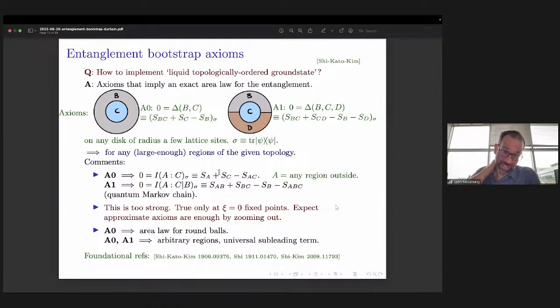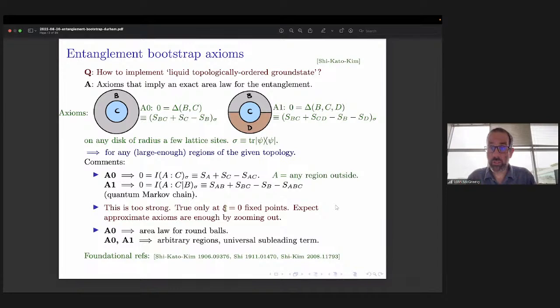I have to confess that the axioms are actually stronger than we would really like. Because you can see that this A0 says that the mutual information between the region C and something over here is exactly zero. And you may know that the mutual information between two regions is an upper bound on connected correlations between operators in those two regions. And this says that actually the axioms are really only exactly true at fixed points where the correlation length is zero.